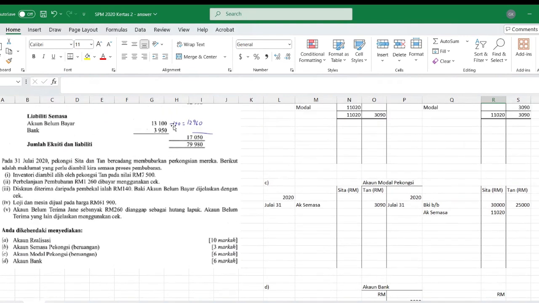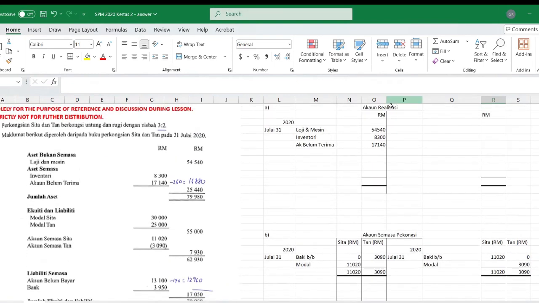Not to miss out this information, they pay to account belum bayar with a discount. Discount diterima will be credited, right, in the account realisasi. So 2020, July 31st. Discount diterima from account belum bayar. So it's 140.